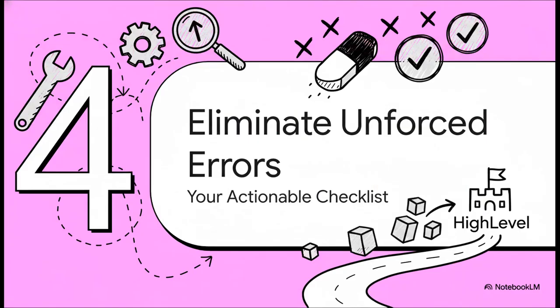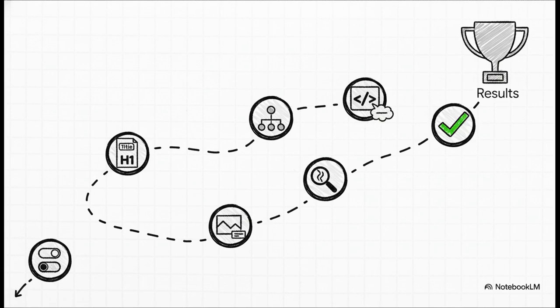So as we start to wrap this up, I hope you can see that being great at technical SEO on HighLevel isn't about some secret hack. It's all about the discipline to eliminate what I call unforced errors. These are simple, fundamental mistakes that are 100% within your control to fix. And this is your game plan. This is the checklist that actually matters.